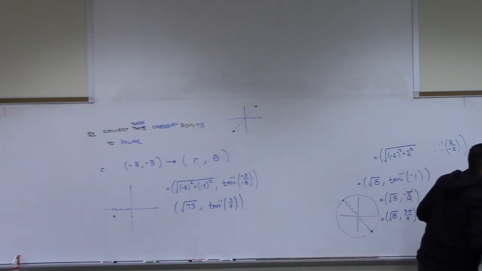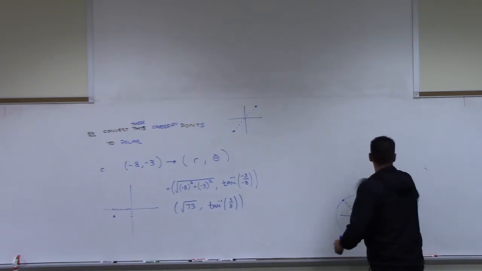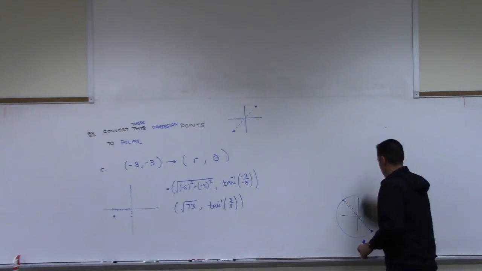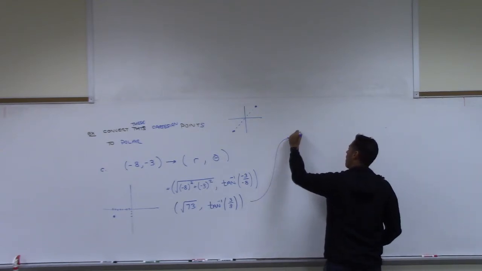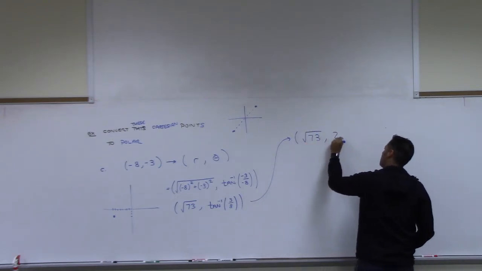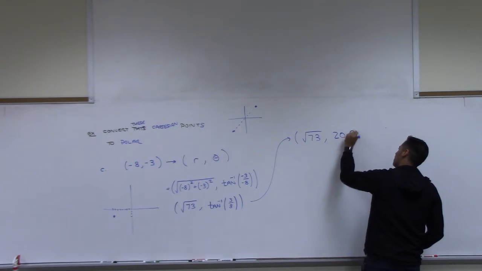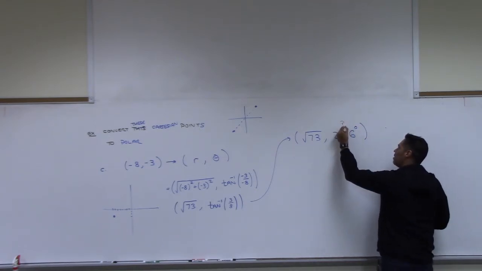What is it? 20.56. 28 or 20? 20. 20.56. Let's just say 20.6. All right, so this turns into root 73 and then 20.6 degrees. And now what we do is we say, is this angle correct?